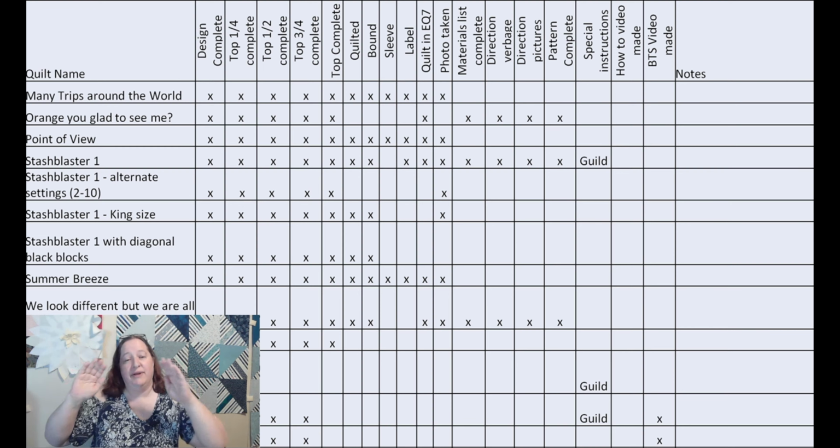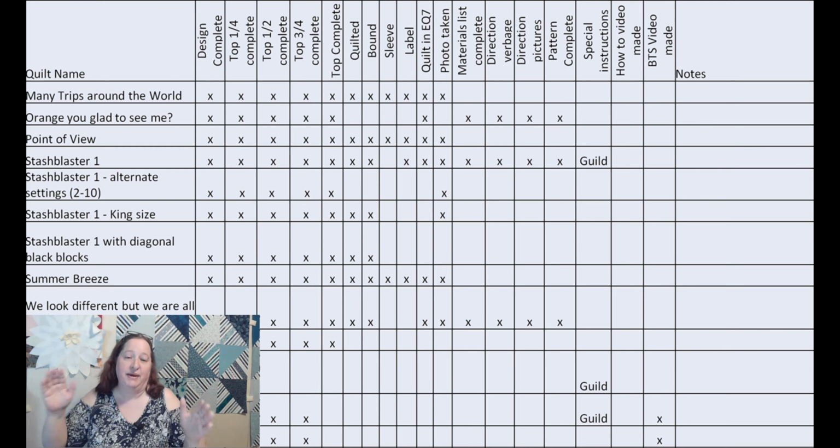So you probably don't have all these categories. You might be able to stop right at the end of bound, sleeve, and label. You might want to add shipped or given or something like that. I always recommend you take the photo regardless, but some people do and some people don't. But what this does is it shows you all of the quilts and where they are in the process.